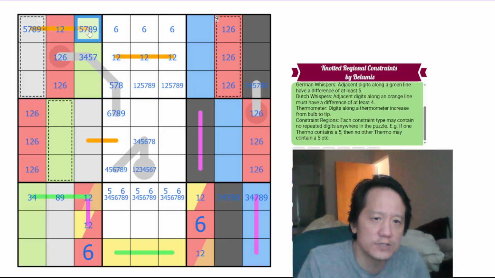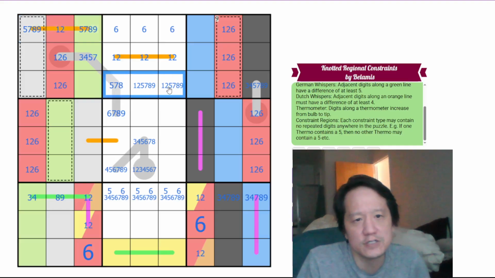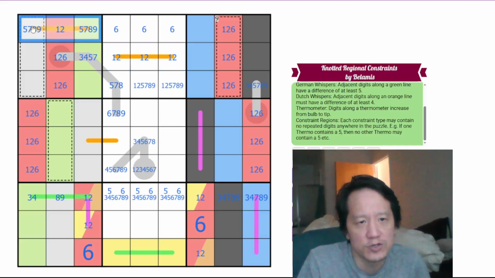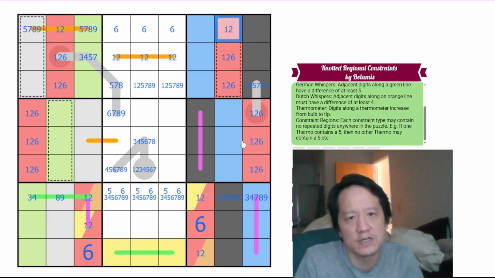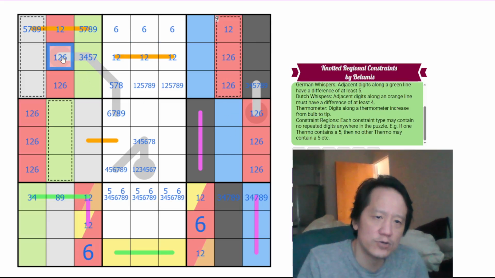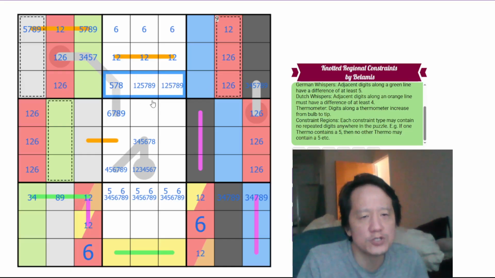So again, these 3 digits must match these 3 digits because you can't have duplicates along the constraints. So this cannot be 6 because 6 has to be next to 1 or 2, but that would eliminate 1 and 2 here. And that would be an impossibility. So 6 has to be here, which means this cannot be 6. So one of these 2 is 6 and one of these 2 is a 6. We're not sure which.